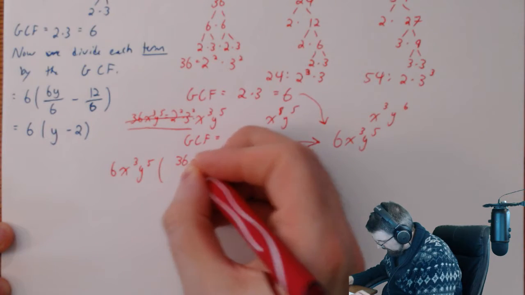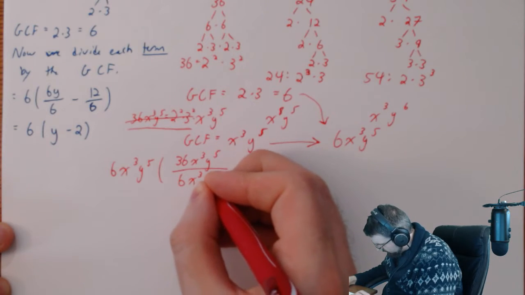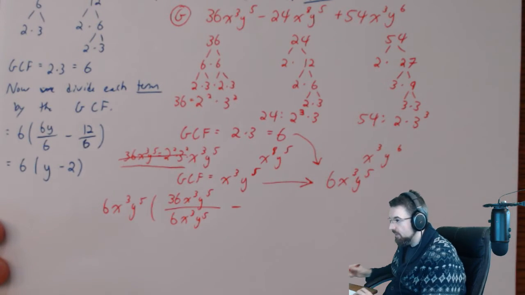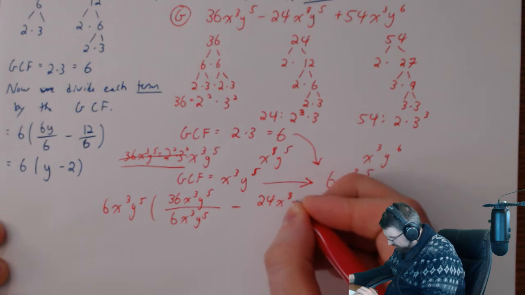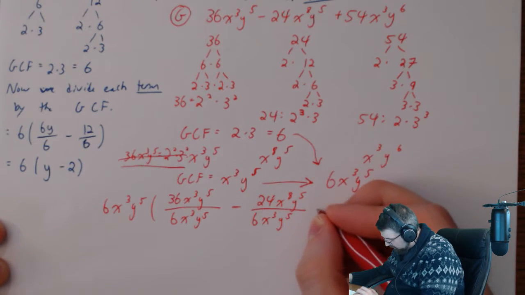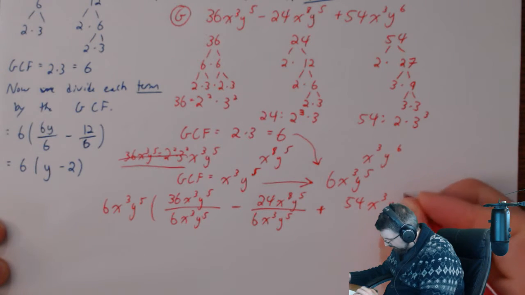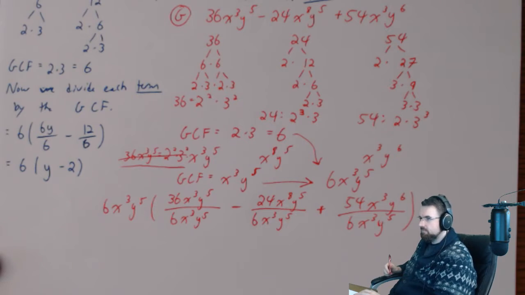So 36x cubed y to the 5 divided by 6x cubed y to the 5, minus, because our operation in between is going to stay the same, and keep it all on screen at once here, 24x to the 8 y to the 5 over 6x cubed y to the 5, plus, because the operation stays the same, 54x cubed y to the 6 over 6x cubed y to the 5. Okay, it's rather long.